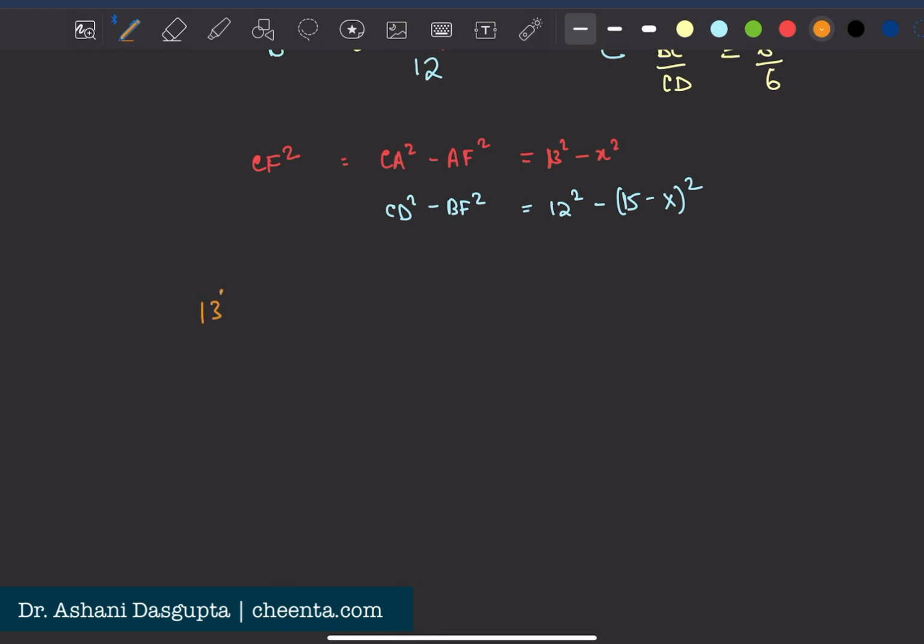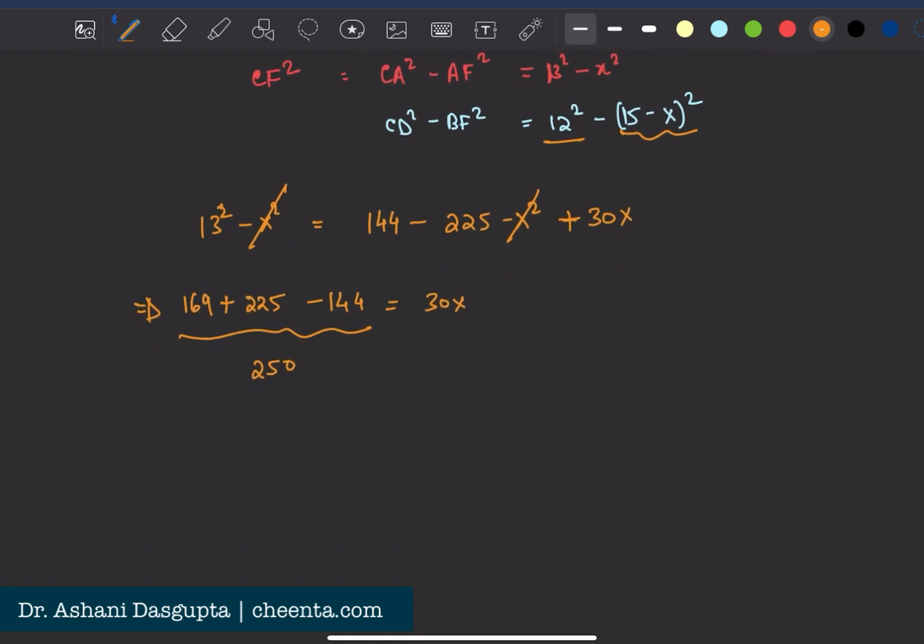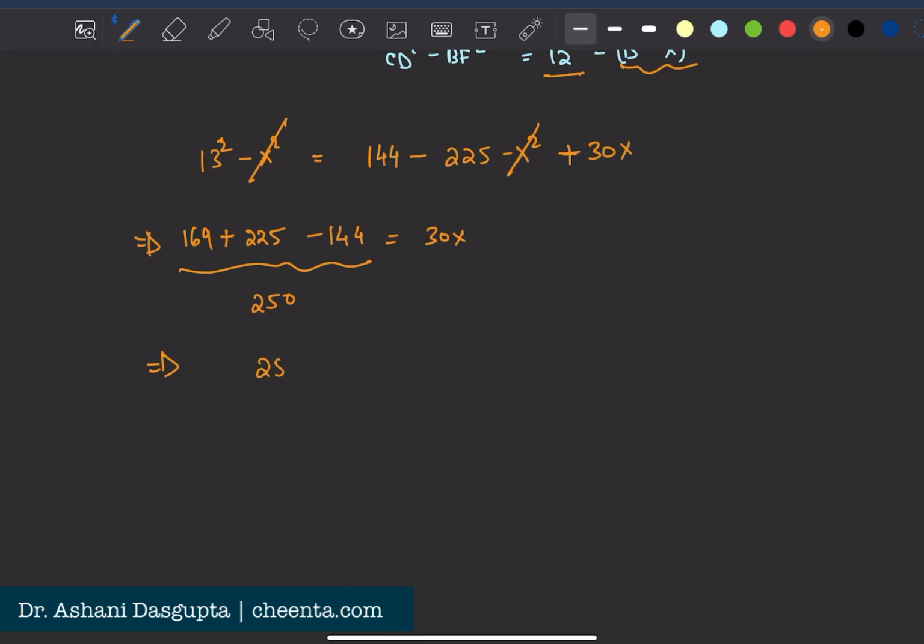So let's do that. 13 square minus x square equals 12 square minus 225 minus x square plus 30x. I just expanded this. I'll cancel off negative x square, negative x square. So what do I have? I have 169 plus 225 minus 144 equal to 30x. And this is 250, I think. So this is 250 by 30. So x is equal to 25 over 3.